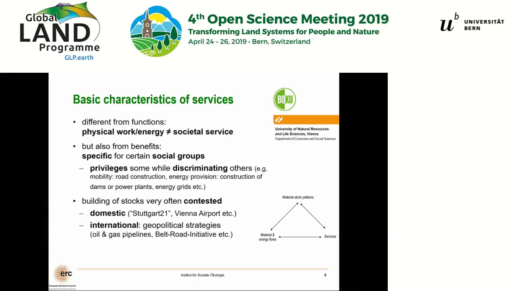Therefore, you see that most creation of benefits, most creation of stocks, is highly contested. In your countries, you can all remember examples where the building of roads, airports or pipelines is heavily contested because it creates advantages and disadvantages. It is very difficult, for example, to build such stocks, like Stuttgart 21 or internationally. There is a high debate on the pipelines toward Russia, the Nord Stream and the South Stream and so on.